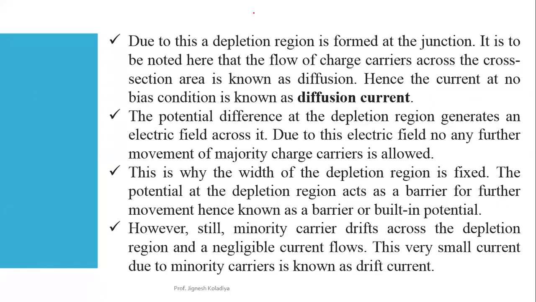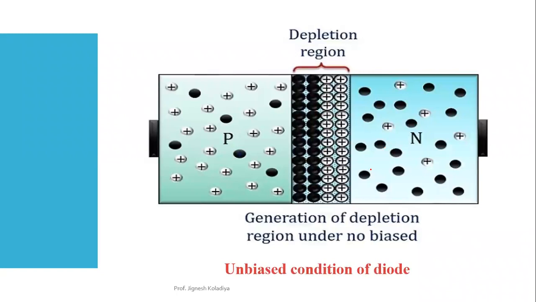Due to this, a depletion region is formed at the junction. It is to be noted here that the flow of charge carriers across the cross-section area is known as diffusion, and hence the current at no bias condition is known as diffusion current, because due to the movement of electrons, a small current is flowing.